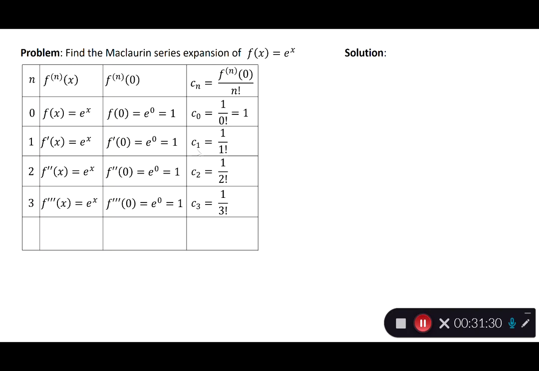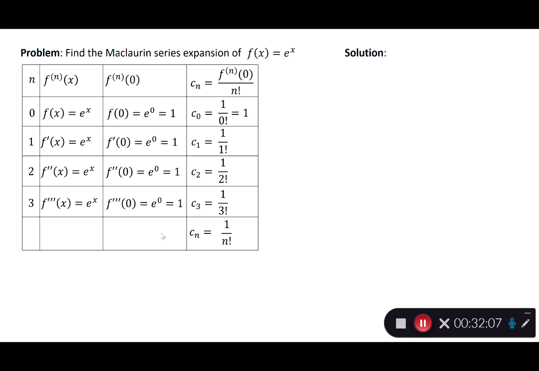Now the question is, have you seen enough to see a pattern? C sub 0 is 1 over 0 factorial, C1 is 1 over 1 factorial, C2 is 1 over 2 factorial, C3 is 1 over 3 factorial, C sub n therefore would be, yep, you are right, C sub n is 1 over n factorial. There we go. We have given a way of finding any constant in the Maclaurin series expansion of e to the x.